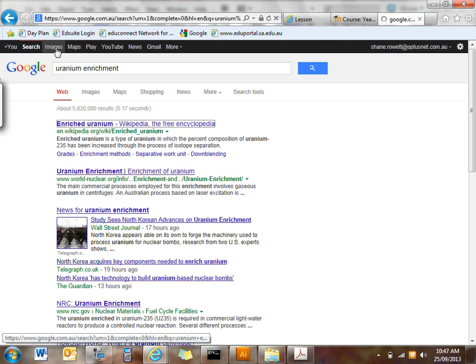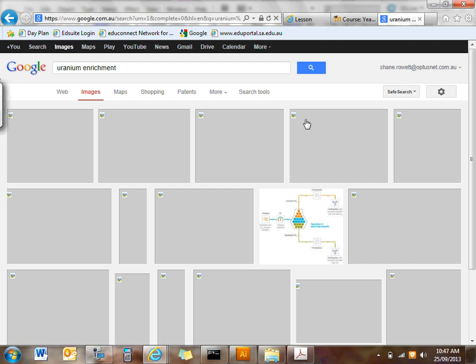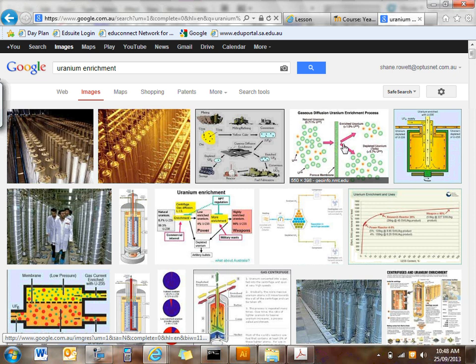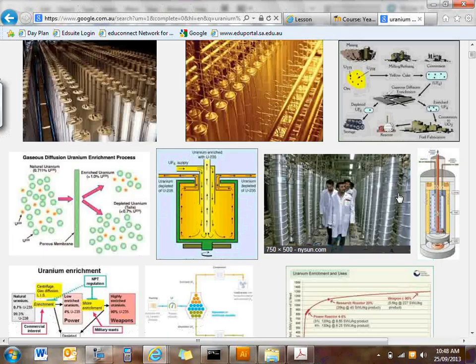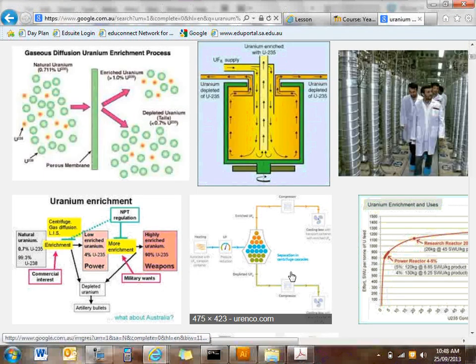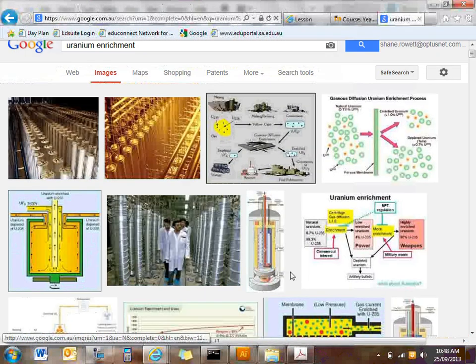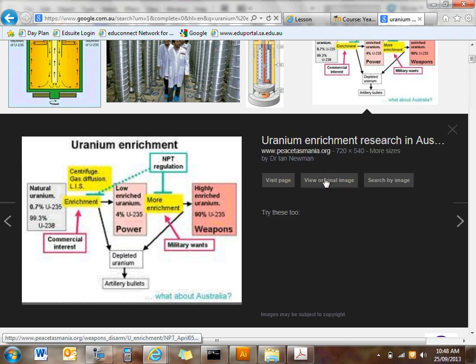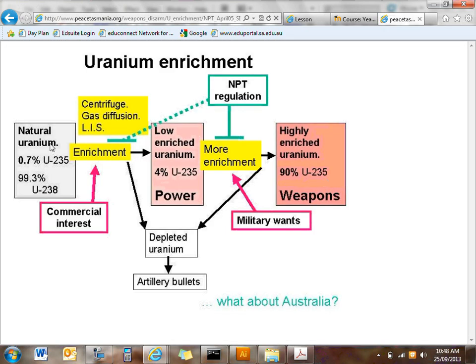Actually, I should have left it on images maybe. Go to images, see what it shows us. Diffusion, sorry. What else is there? What's this one? Oh, I can't really read that. What's this one? Okay, natural uranium, 0.7% U-235, 99.3. So I've got the numbers the wrong way around.